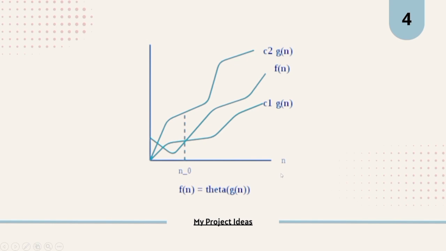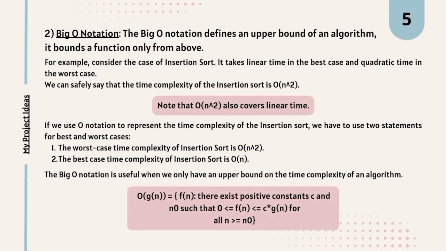Clear? Next, big O notation. The big O notation defines an upper bound of an algorithm. So you get the restriction of the upper bound only. The lower bound is set free. So the function is bound only from above.